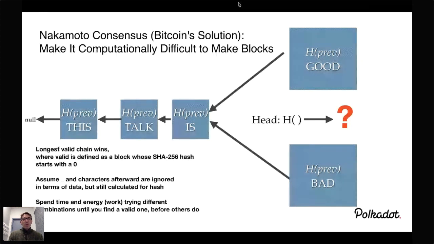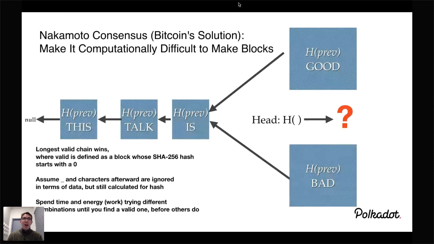What really put blockchain on the map was Bitcoin, and it uses something called Nakamoto consensus. It's very difficult to make blocks. It's computationally difficult. So if we add a separate validating function here, we say that the hash of the data inside every block has to start with a 0, for instance. And I'm going to assume that an underscore and any characters afterward are ignored in terms of data, but are calculated in terms of the hash.